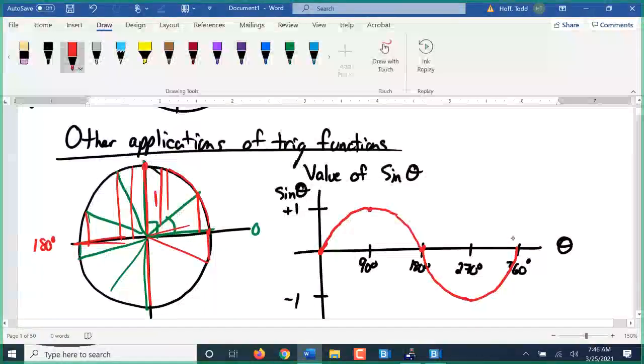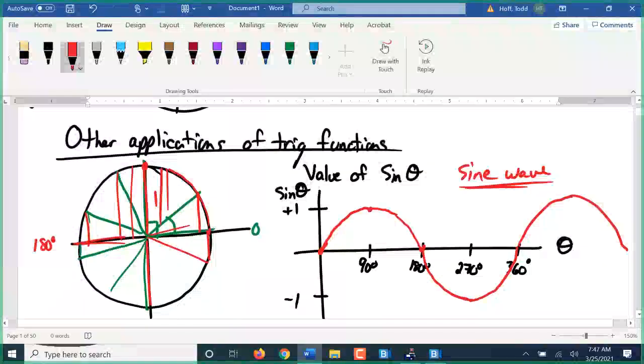And this would continue as we went on. The terminal side would still stay within that circle, but as our angle went from 360 to 450 to 540 and kept going, that cycle would keep going. This is called a sine wave. And that sine wave is very important in a lot of applications.